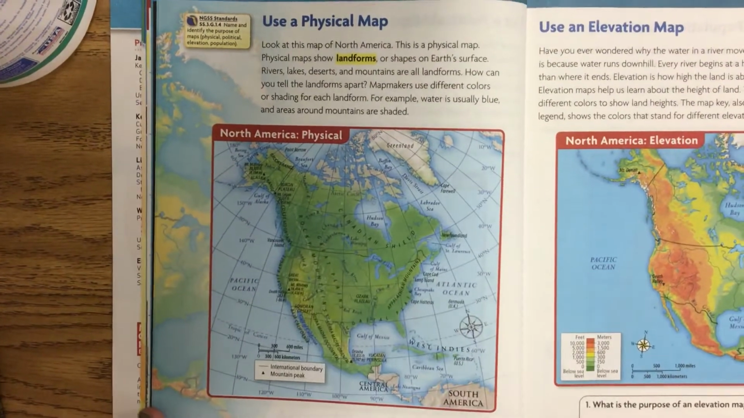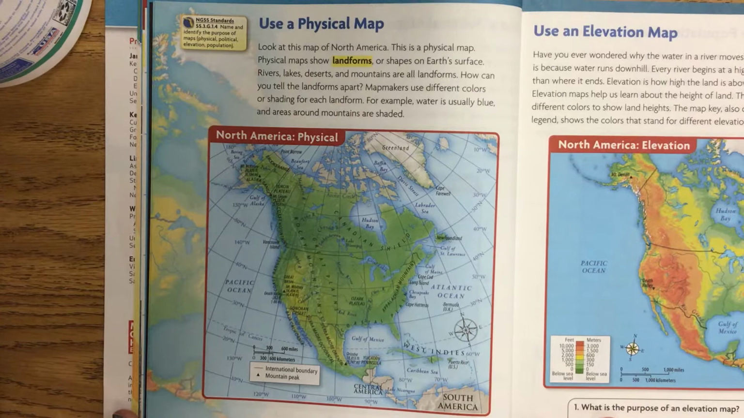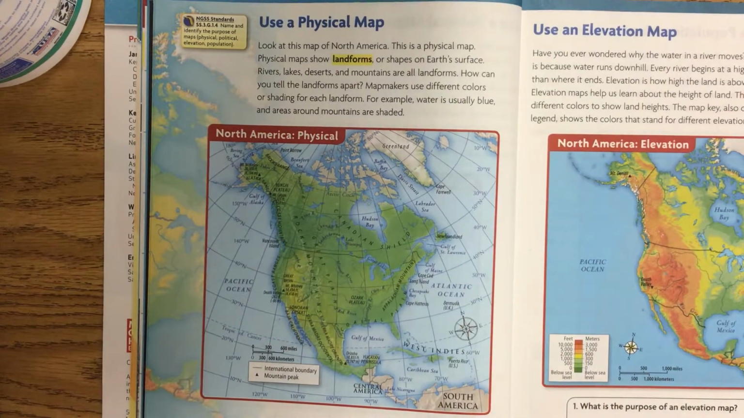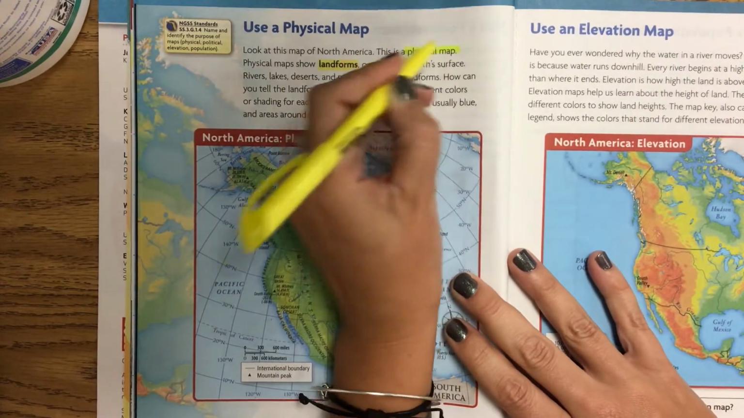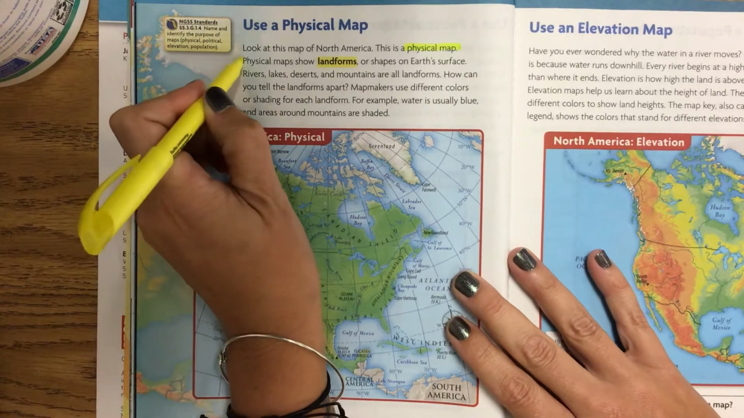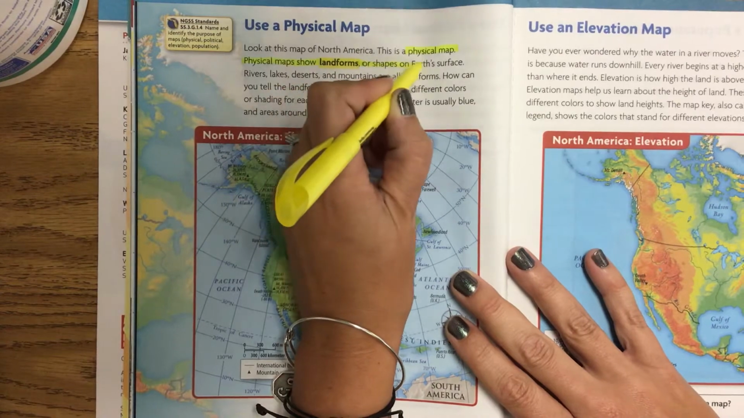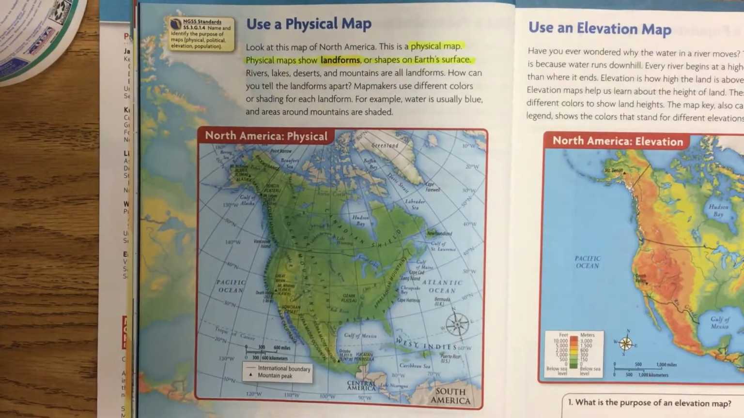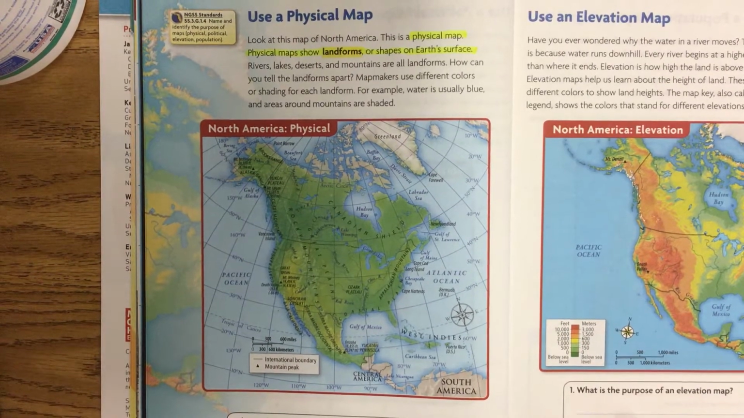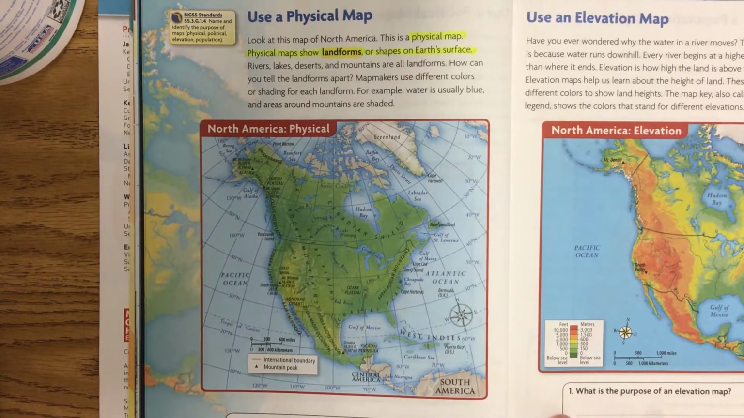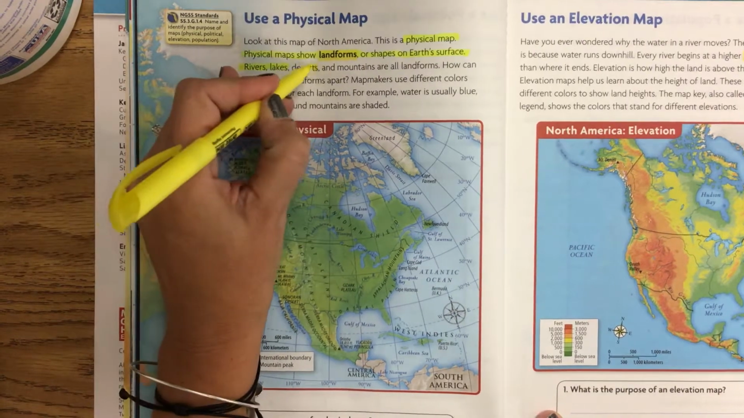This is a physical map. Physical maps show landforms or shapes on Earth's surface. Let's go ahead and highlight that. This is a physical map, and physical maps help us see landforms. And we know landforms are shapes on Earth's surface. Rivers, lakes, deserts, and mountains are all landforms. I like to highlight those words so that helps me remember examples of landforms.